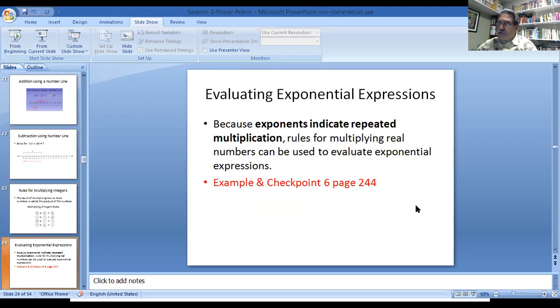Evaluating exponential expressions. Because exponents indicate repeated multiplication, the rules for multiplying real numbers can be used to evaluate exponential expressions. Let's look at example and checkpoint 6 on page 244. Go to page 244, example number 6. Let's do some of that here also.